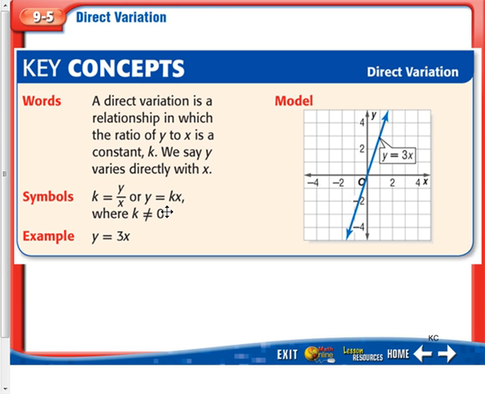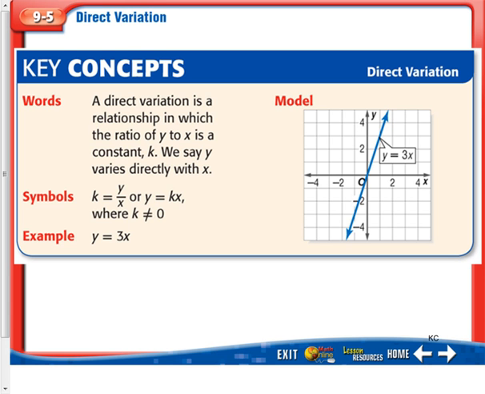Lesson 9-5 we'll be talking about direct variation. A direct variation is a relationship in which the ratio of y to x is a constant k. We say y varies directly with x. So look at how we're writing that. We're writing y over x equals k.